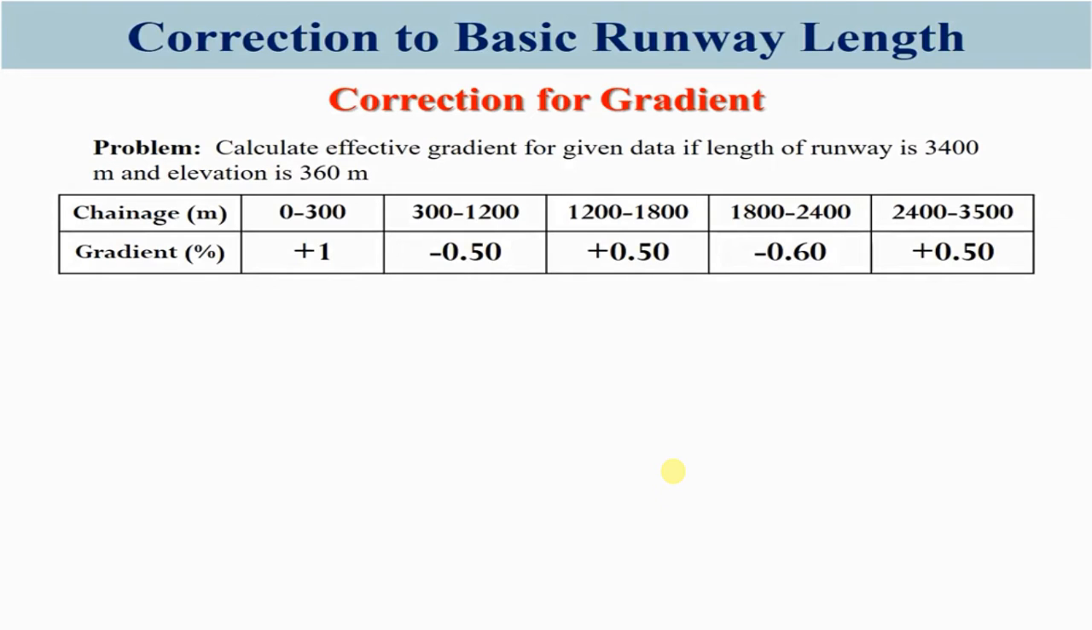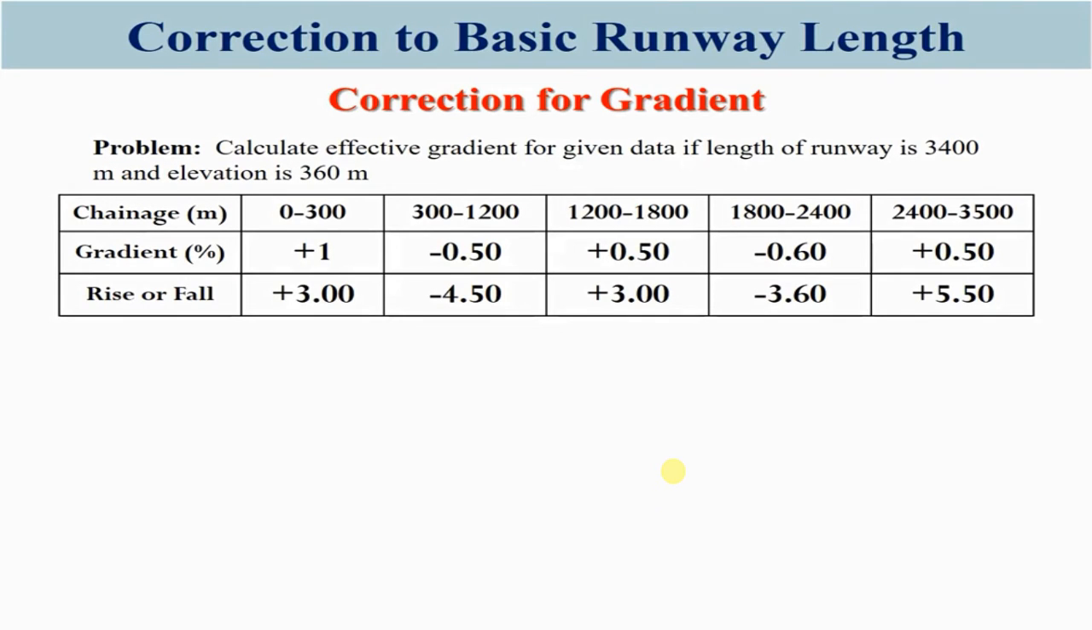So let's first of all calculate the rise and fall. How have I calculated it? 300 multiplied by 1 percent, so 1 divided by 100. So 300 multiplied by 1 divided by 100, I will get a value of 3. Second, I have a length of 300 to 1200, means 900 meter. 900 multiplied by 0.5 divided by 100, I will get a value of 4.5. But my gradient is negative, that's why I have put the negative sign over here.